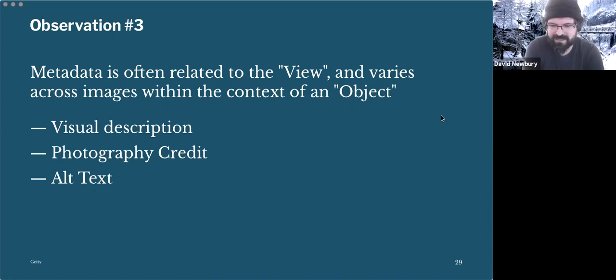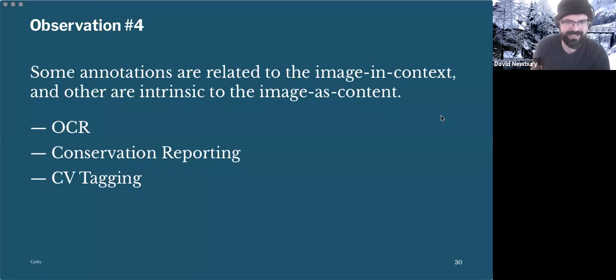Alt text is something that we also try to put in many places, and that's often even more presentational, about the image in the context of a particular presentation, not intrinsic in the content of the image. And so we have similar bits of metadata, but some of it goes with a presentation, some of it goes with an object, and some of it goes with an image itself. And we do have those annotations that are image in context versus image in content.